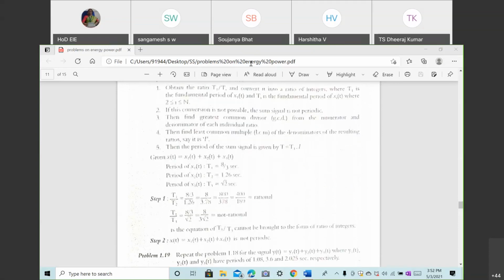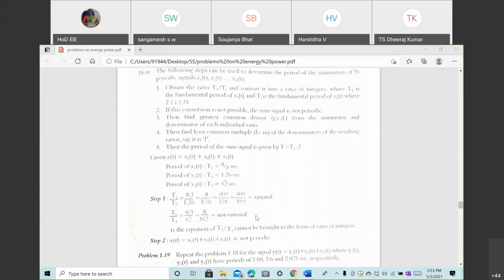As per those statements, we'll see the first signal period 8 by 3 divided by the second signal period 1.26. Then, as per the simplification, we'll be getting 400 by 189, that is a rational number. Then, next T1 by T3, first signal period divided by the third, after substituting 8 by 3 by root 2, we're going to get 8 by 3 root 2. That is not a rational number. The equation of T1 by T3 cannot be brought into the form of a ratio of integers.